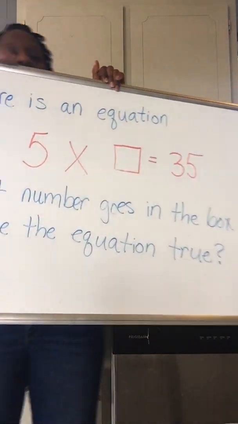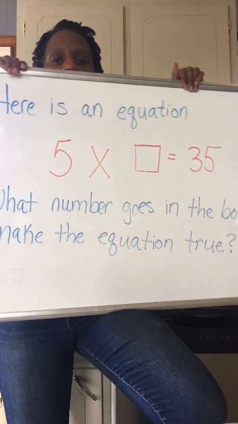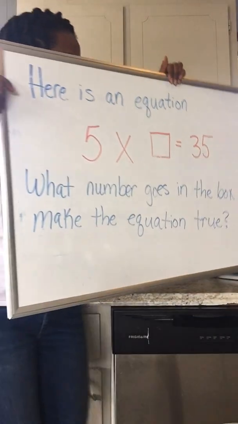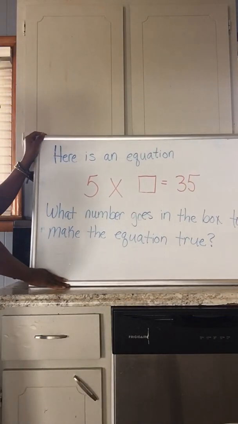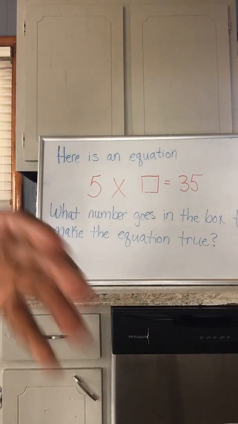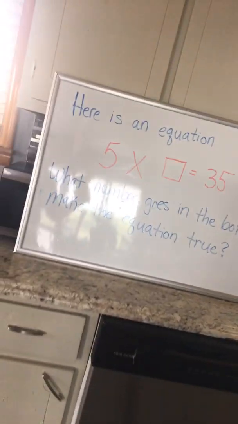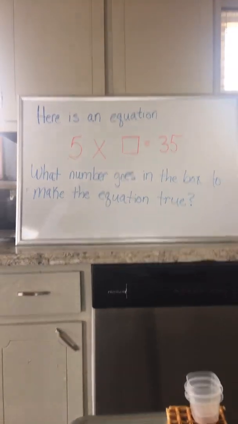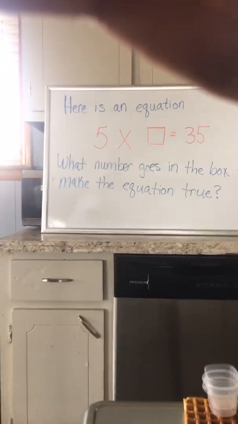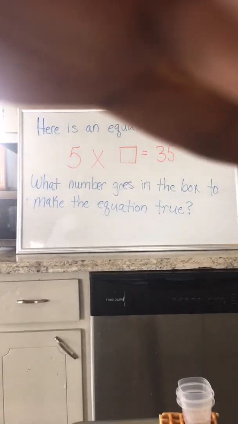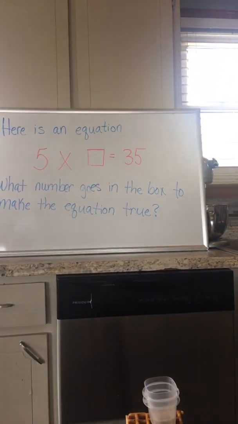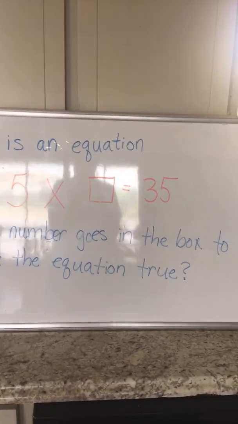So again, here we go. Here is an equation: 5 times x equals 35. At this point, I am going to turn this around so that you can see exactly what I am about to do, and you can follow along with me. What is an equation? Here is an equation: 5 times x equals 35.